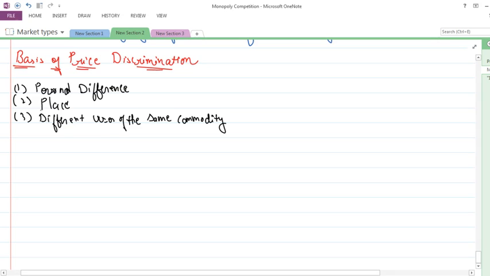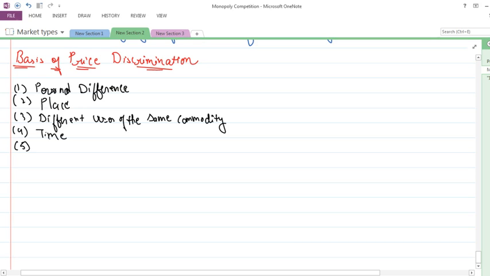Then the fourth basis for price discrimination is time. Special concessions or rebates may be given during festival seasons or on important occasions, and this becomes one of the bases of price discrimination.